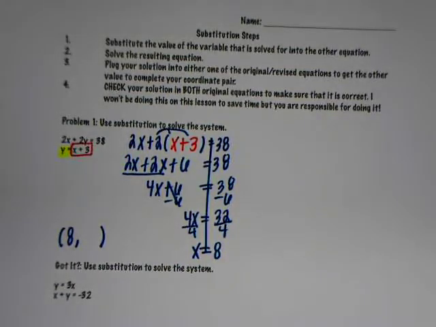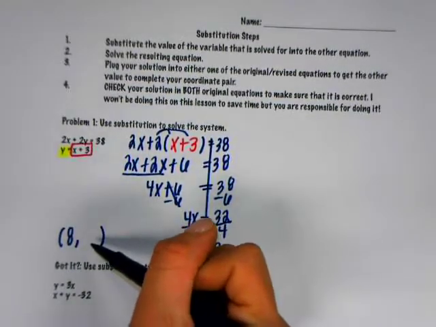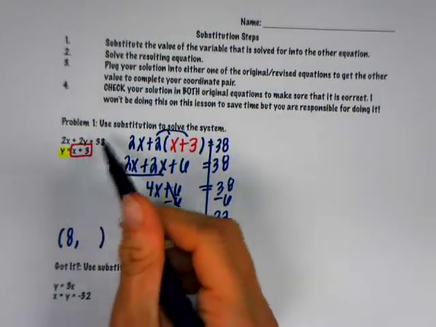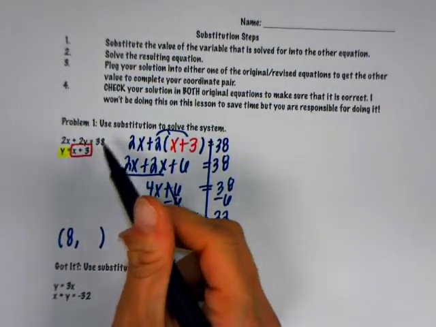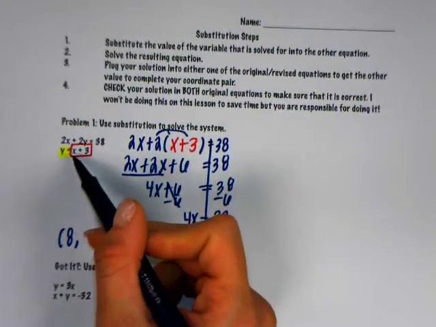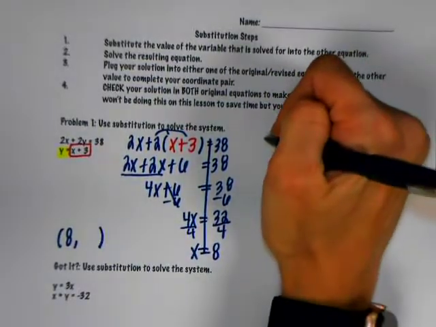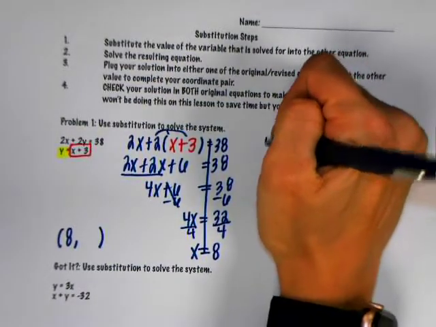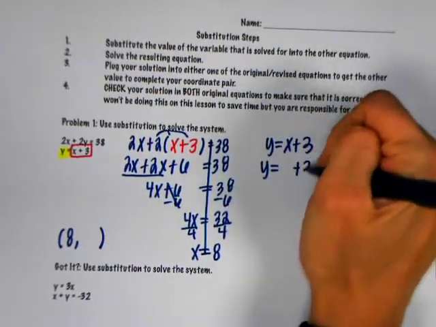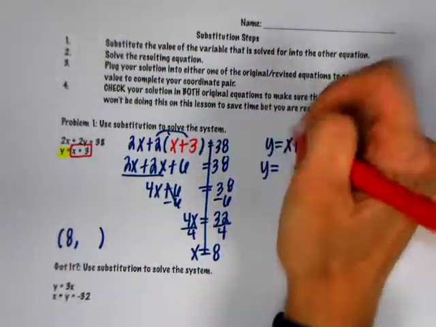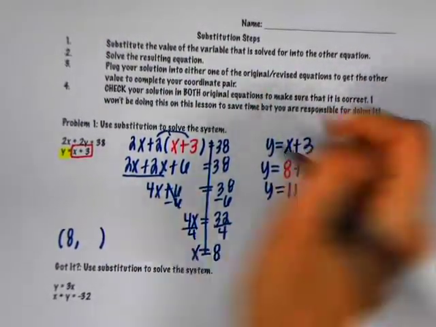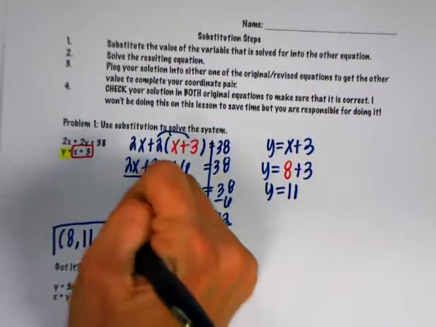Now, in order to figure out what the y coordinate of your point is, you are going to take your x value and pick one of these two equations that you had at the beginning to plug the 8 into. Pretty much the one that's already y equals is always going to be the easiest. So I have y equals x plus 3. Plug in the x, which we now know is 8, which gives us y equals 11. So your point's going to be 8 comma 11.